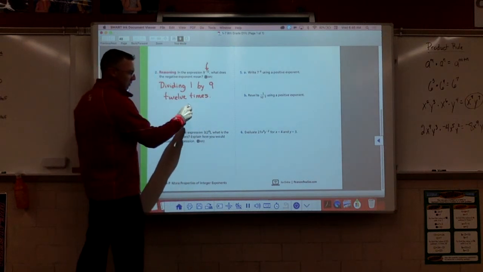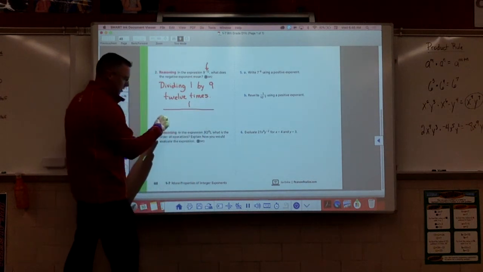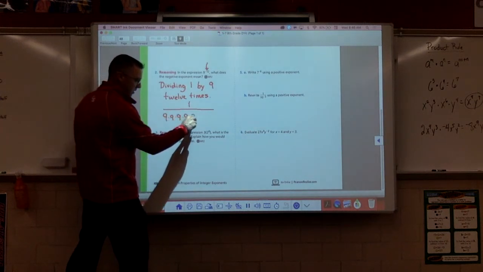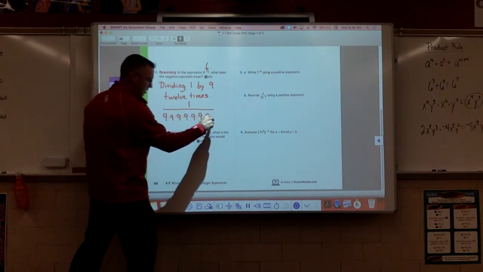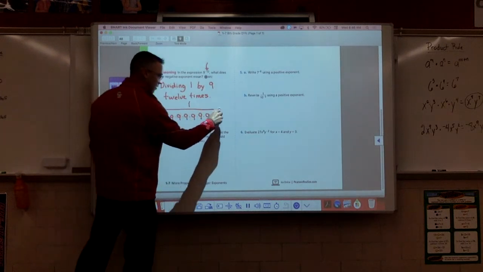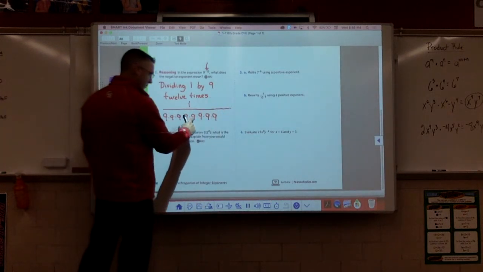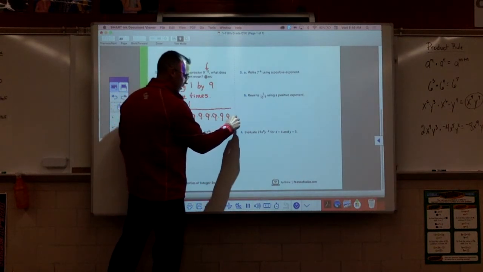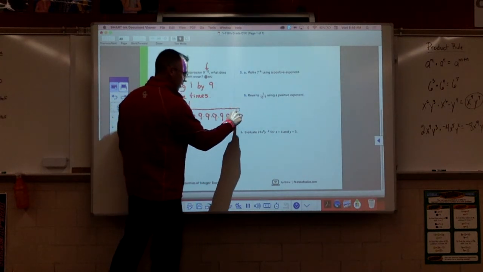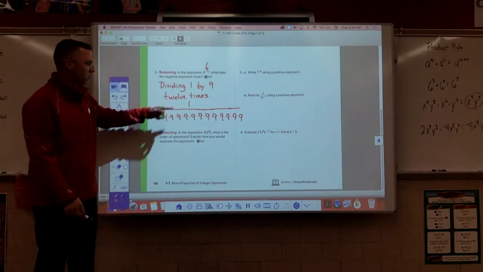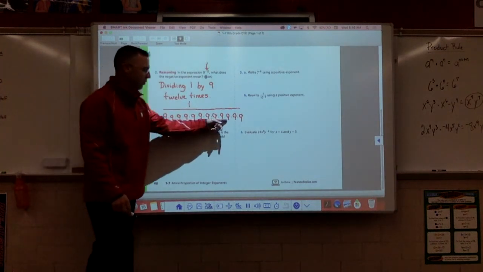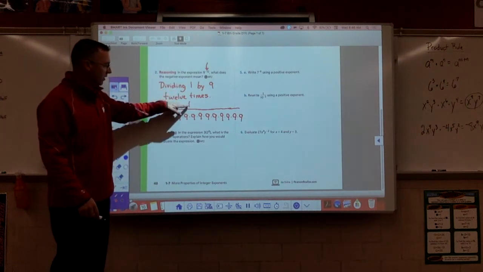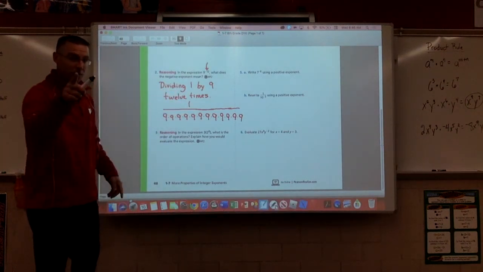Or basically, it's the fraction 1 over 9 times 9 times 9 times 9 times 9 times 9 times 9 times 9 times. Oh, dear boy. It's 8. 1, 2, 3, 4, 5, 6, 7. Told you it was 8. Don't you listen? 9, 10, 11, 12. That's your fraction there, folks. 1 over 9 multiplied together 12 times, or basically we're dividing 1 by 9 12 times.